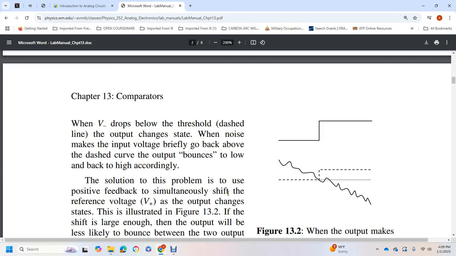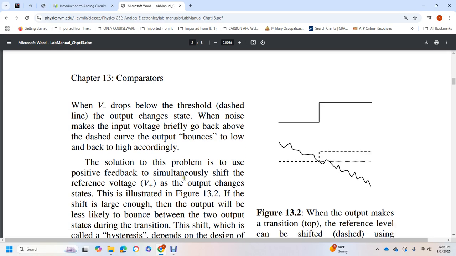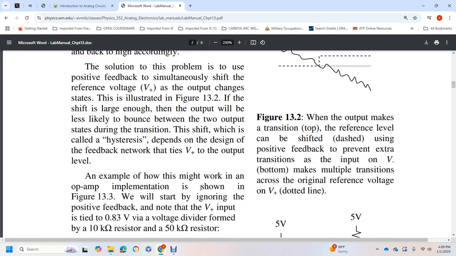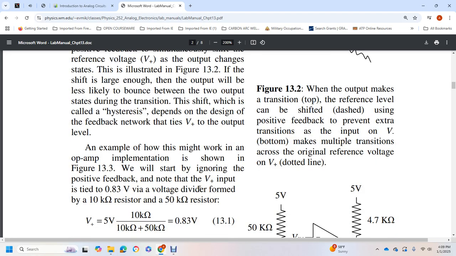The solution to the problem is to use positive feedback to simultaneously shift the reference voltage when the output changes state, as illustrated in Figure 13.2. With a shift large enough, the output is less likely to bounce between the two output states during the transition. This shift is called hysteresis, and depends on the design of the feedback network from the output to the positive reference input. An example of how this might work is the op amp implementation shown in Figure 13.3, where the positive feedback node with the reference input is tied to 0.83 volts by a voltage divider formed by a 10 kilohm resistor and a 50 kilohm resistor.